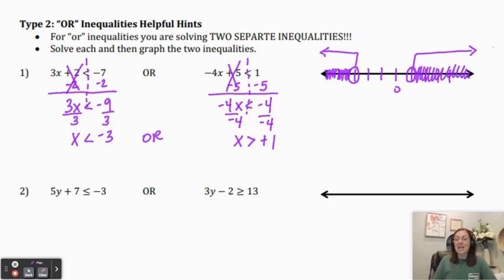All right. Now, this would be a great time for you to press the pause button. Try this number 2 here and see how you do. Then you can press play and see how I do it and see if we get the same answer.